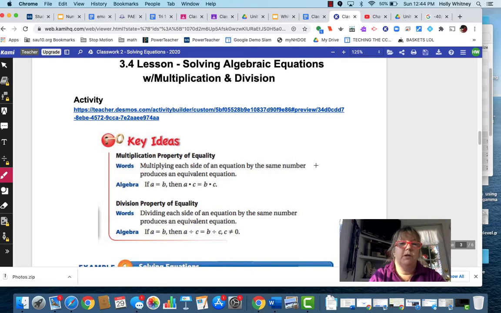So the multiplication property of equality and the division property of equality basically say the same thing that the addition and subtraction properties did also: if you multiply something to one side and multiply it to the other side, as long as you're multiplying the same thing, then your equation remains equal. Same thing, if you divide one side and you divide the same thing on the other side, they still remain equal, as long as what you're dividing by is not 0, because remember, you can't divide by 0.